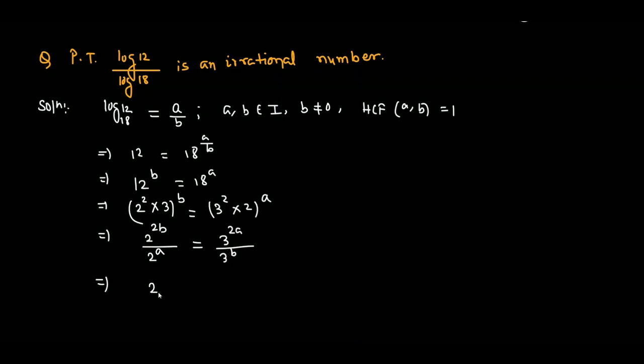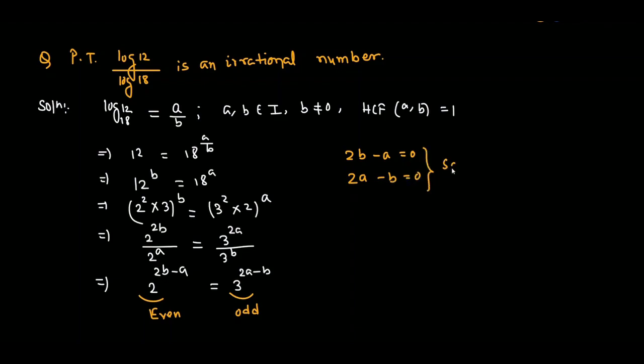This gives 2 to the power 2b minus a, which is equal to 3 to the power 2a minus b. Now from here, the left number is always an even number and the right number is always an odd number if we consider the powers to be positive integers. So only one possibility is there: the left hand side equals the right hand side only if both the powers are 0, that is 2b minus a and 2a minus b are equal to 0.